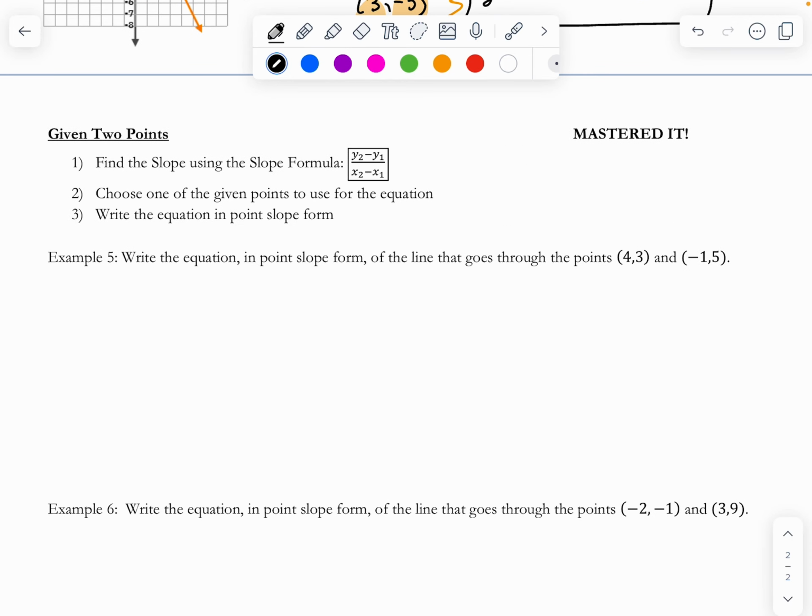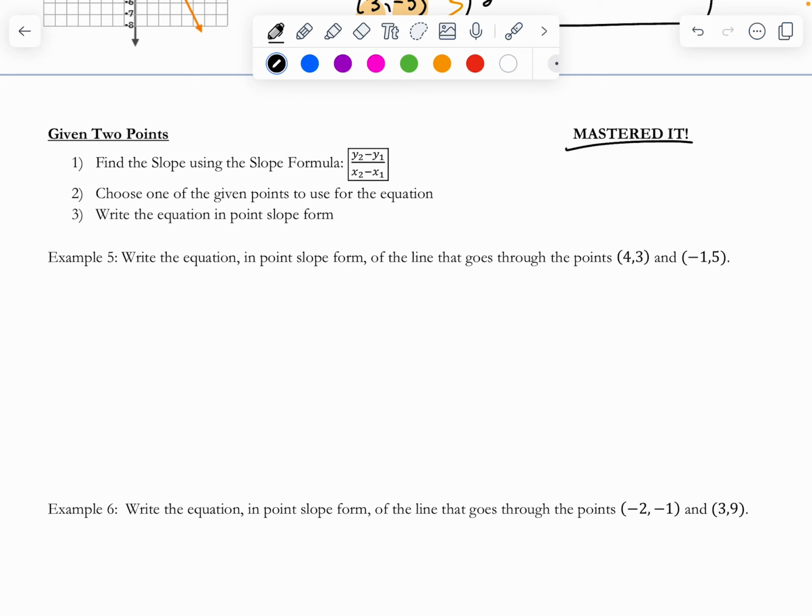Okay, so given 2 points, find the slope using the slope formula. Now, this is where it starts to pick up in difficulty. And that is okay, right? We like to challenge ourselves. Just because it's difficult doesn't mean we should give up. It means we should try it and eventually master it, right? That's why this is the mastered it portion.